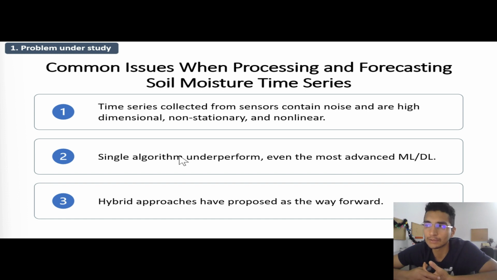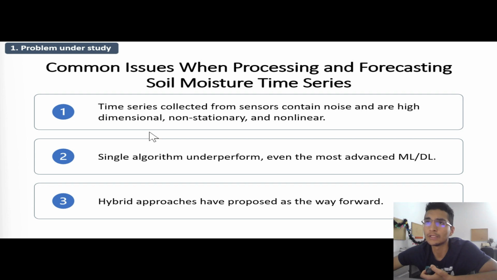Another thing that we have found is that when we are trying to implement the forecasting system, none of the algorithms actually work. There is no single algorithm that can perform in the way that we need. And this is not only our experience, there is a lot of literature review that has been done on what is the way to move forward.